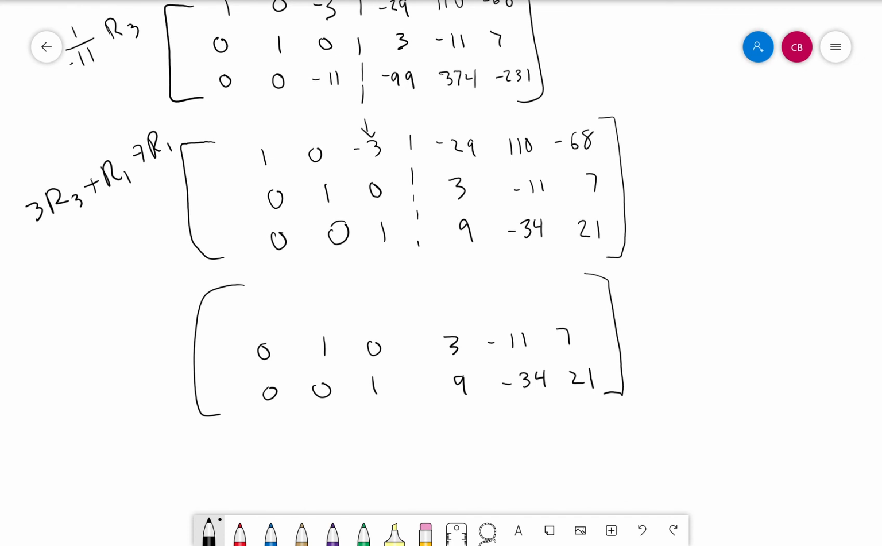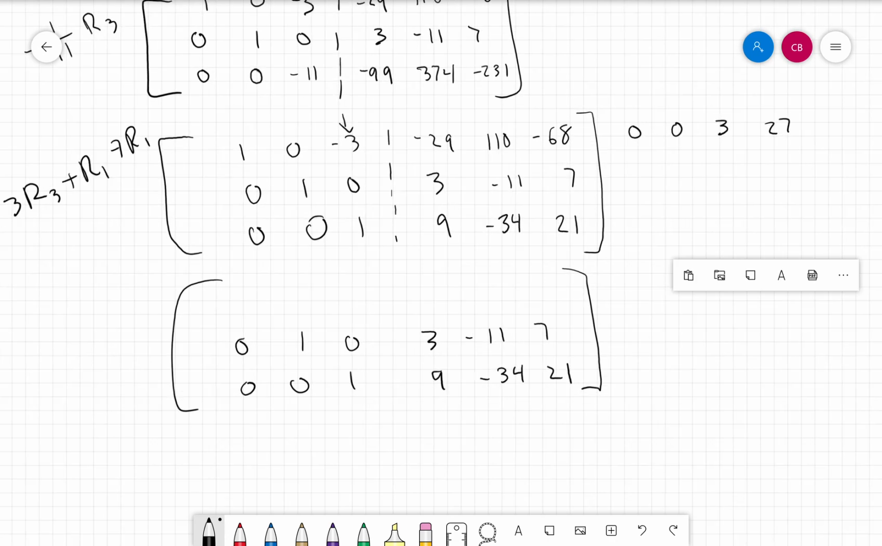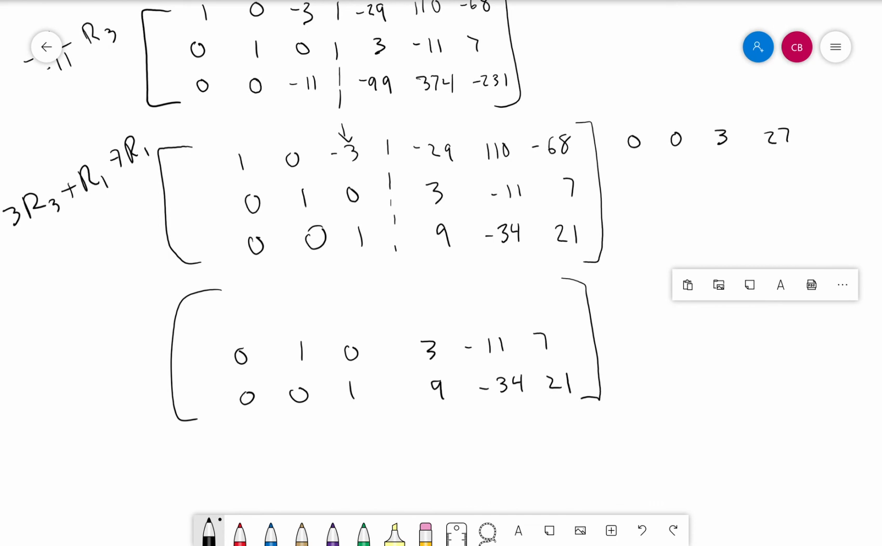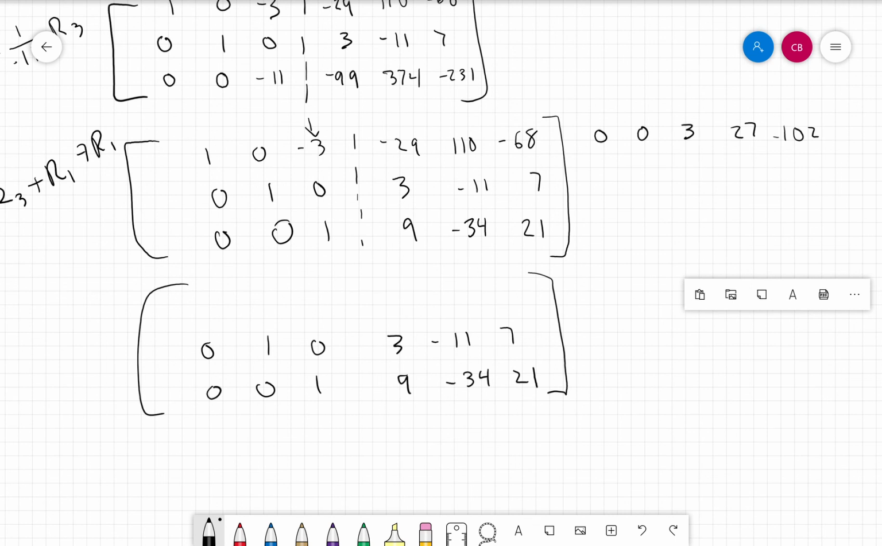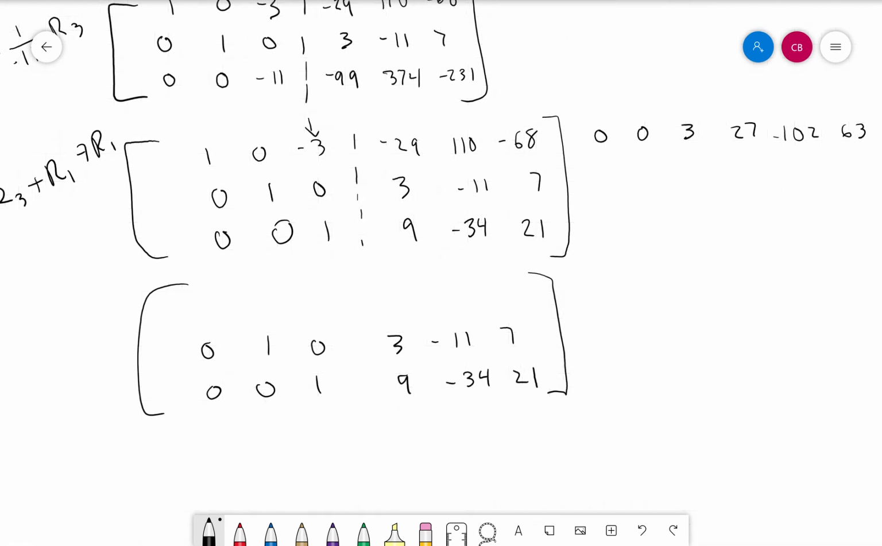So 3 times 0 is 0, 3 times 0 is 0, 3 times 1 is 3, 3 times 9 is 27, 3 times negative 34, I think that's 103, or 102, negative 102, and then 21 times 3, that's 63. Okay, let's add these together. 1 and 0 is 0, 1, 0 and 0 is 0, negative 3 and 3 is 0, which is what I wanted.